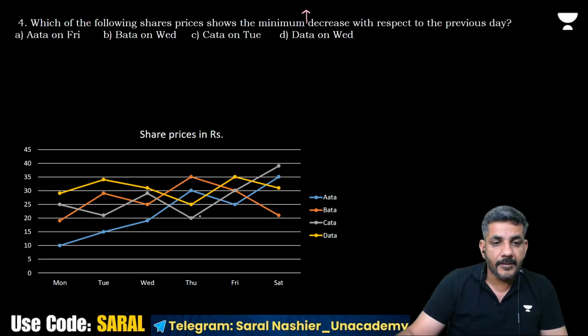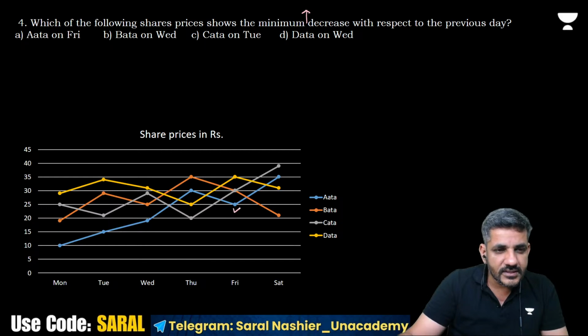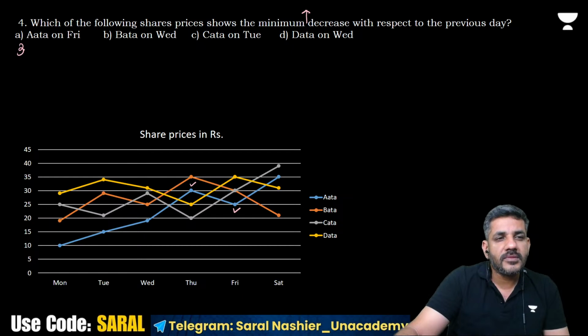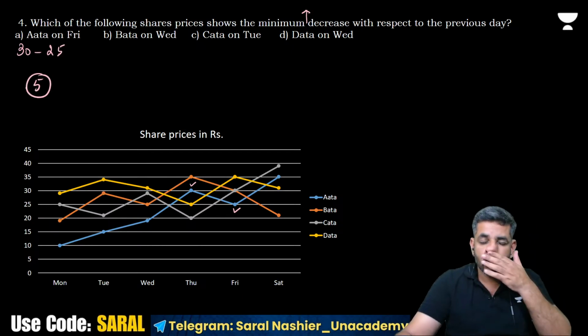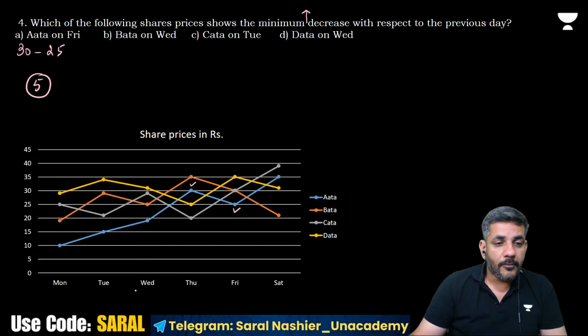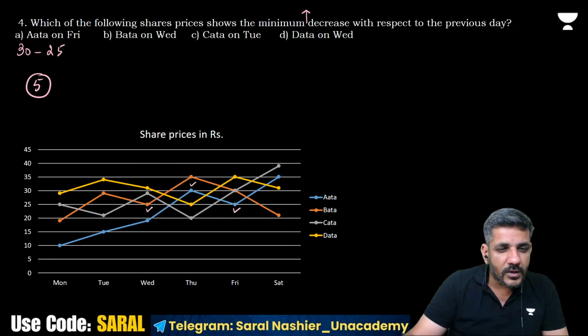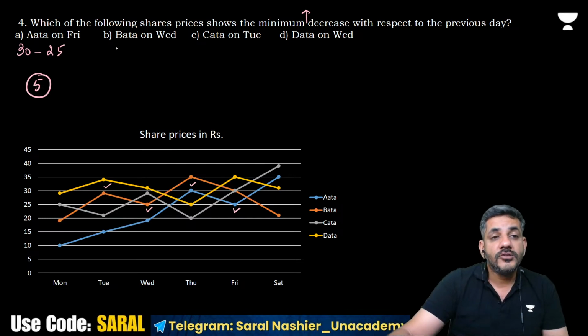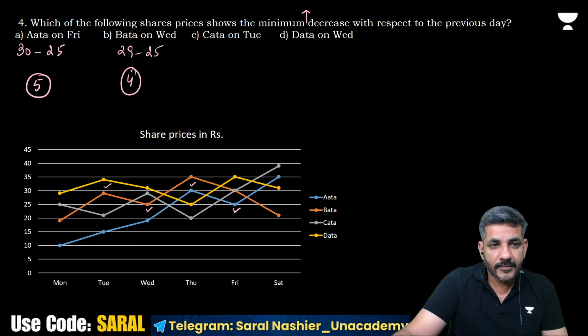A on Friday. So A on Friday is equal to how much? It is 25. The day before it was 30. So from 30 to 25, there is a decrease of 5. I don't have to calculate the percentage. B on Wednesday. Now B on Wednesday is how much? B on Wednesday is equal to 25. A day before it was, sorry, 29. So 29 to 25, there is a decrease of 4 here, right?